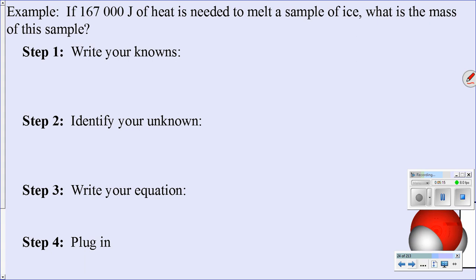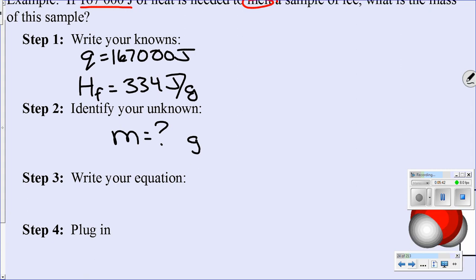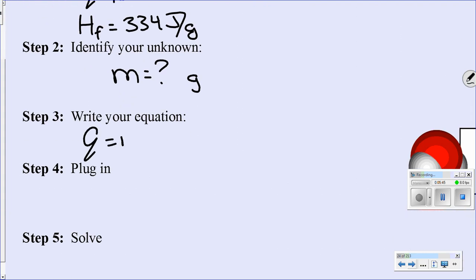If 167,000 joules of heat is needed to melt a sample of ice, what is the mass of the sample? So here they're giving us Q. We still know that we have the word melt here, so that still tells us that we'll be using heat of fusion. Our unknown in this case is mass, which will come out in grams. So this is still Q equals mHf.